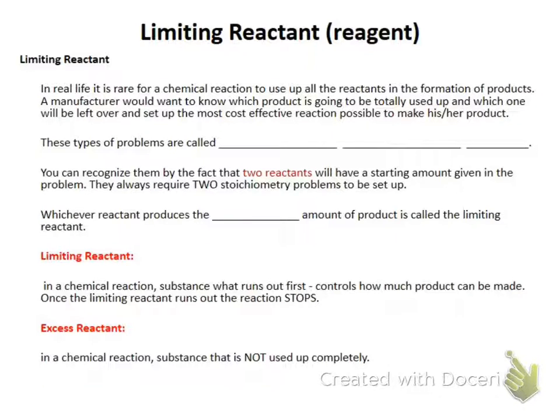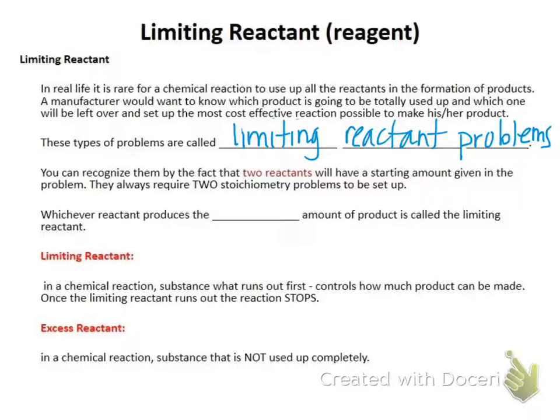Some of it's based on the mole ratio from the balanced equation and molar masses, and so these types of problems are called limiting reactant problems, okay? And if you are understanding the stoichiometry problem so far, it's not going to be any harder. You're just going to work an extra problem is all, okay? But let's talk about some definitions first. Whichever reactant produces the smallest amount is the limiting reactant, meaning once it runs out, I can't keep making product. So the limiting reactant is what runs out first. It controls how much product can be made.